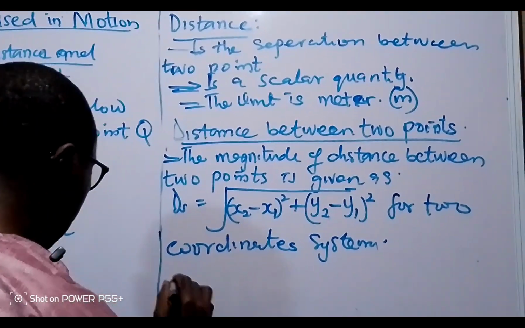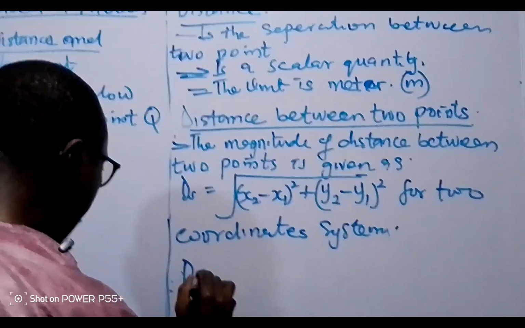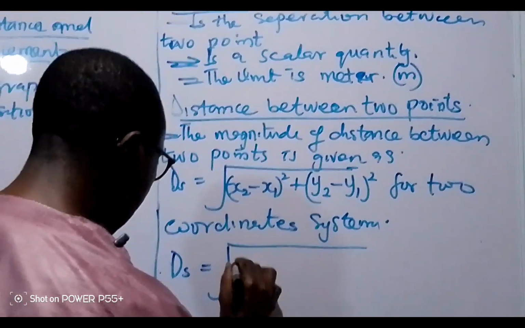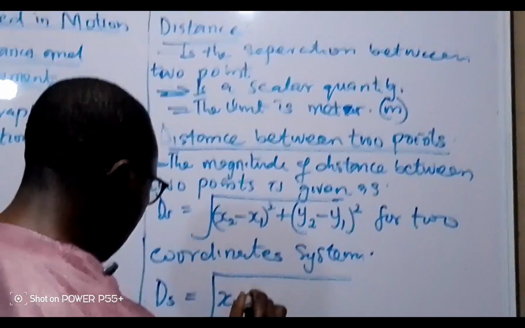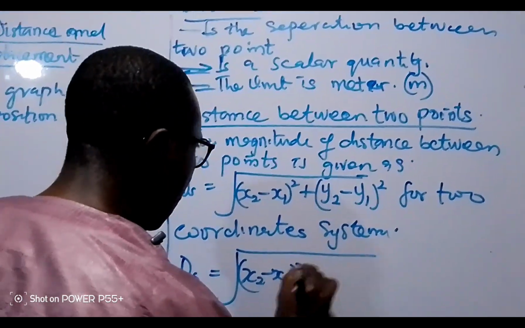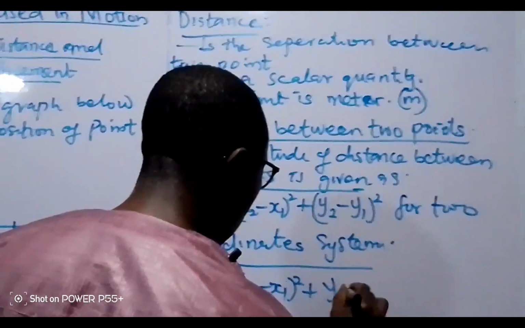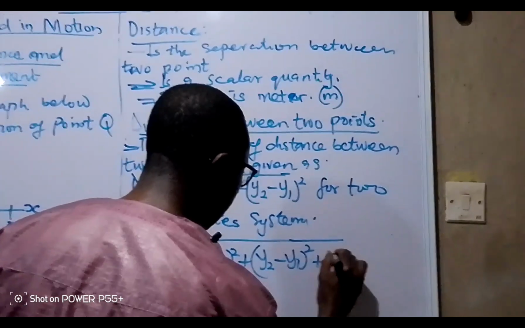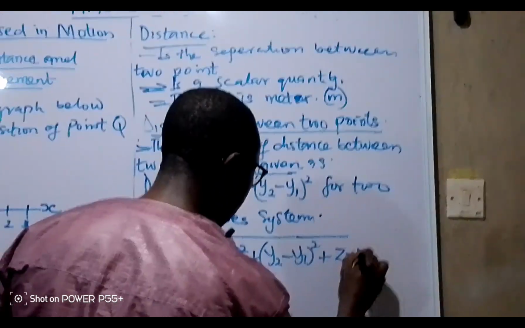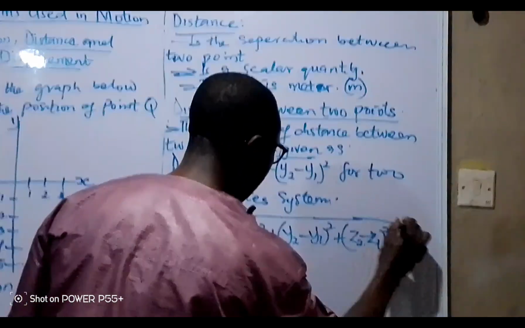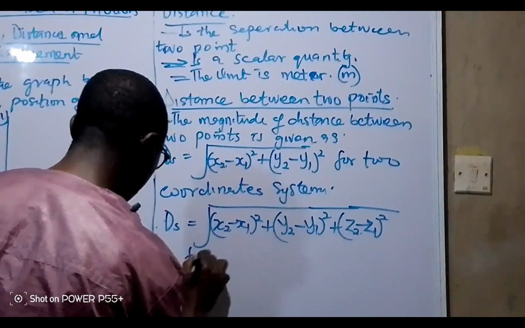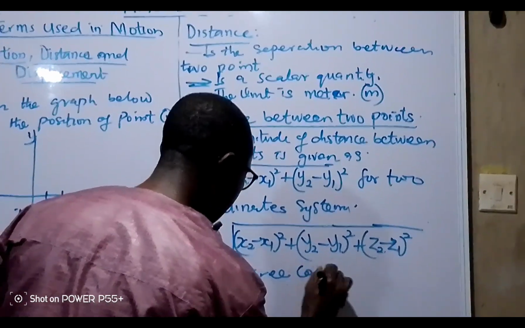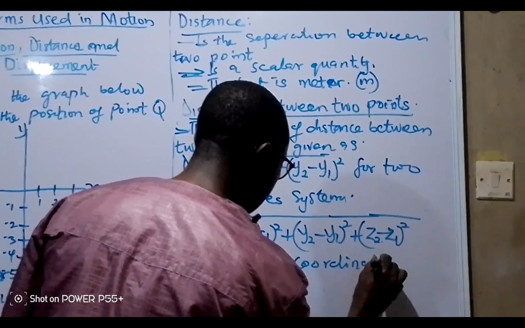If it is a three-coordinate system, we are going to have the distance between 2 points as the square root of (x2 minus x1) squared plus (y2 minus y1) squared plus (z2 minus z1) squared. This one is for the three-coordinate system.